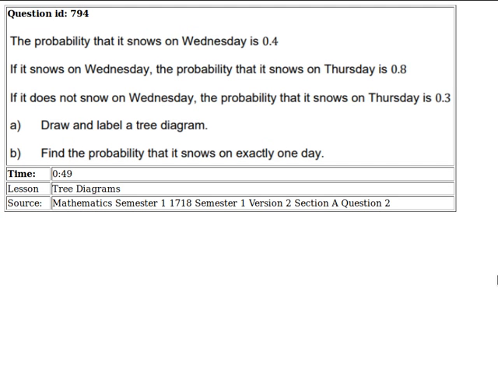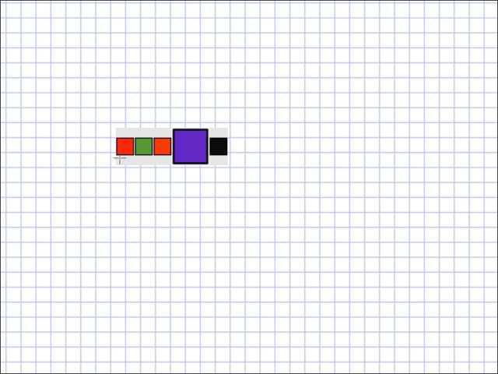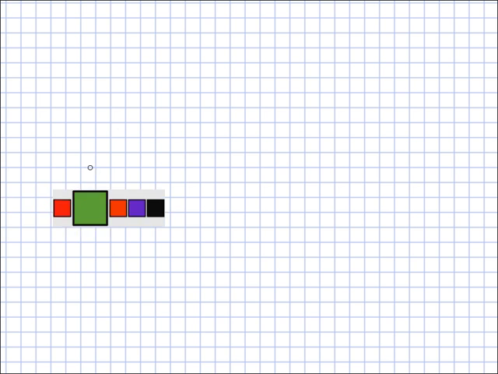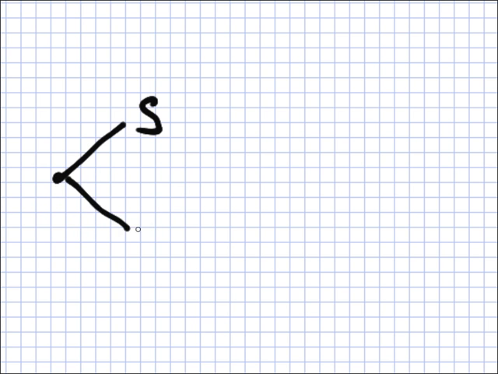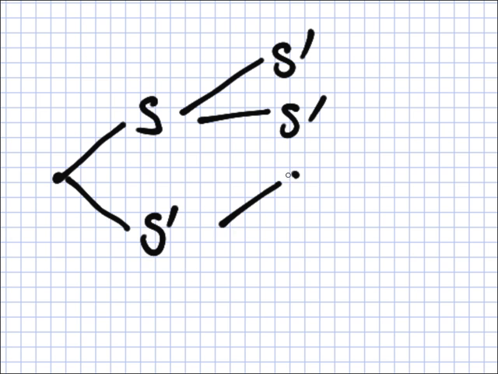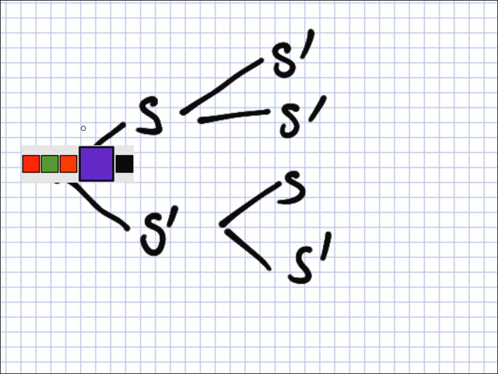Right, let's have a look at this one. The probability it snows on Wednesday is 0.4, and if it snows on Wednesday, then for Thursday it is 0.8. So it can either snow on Wednesday or not snow, and then the following day it can either again snow or not.